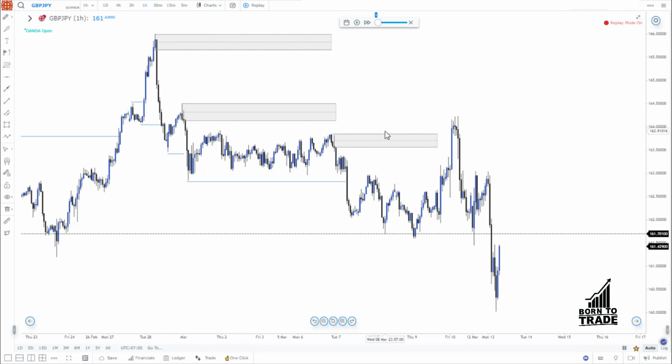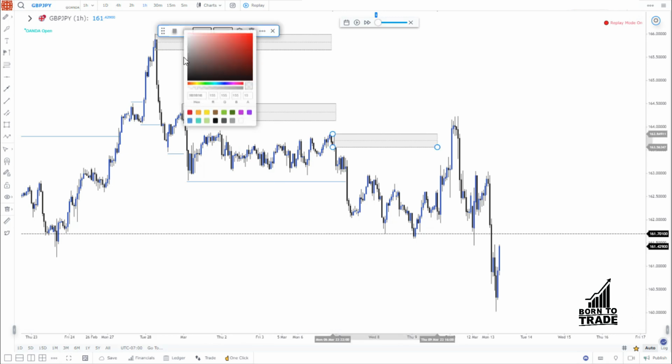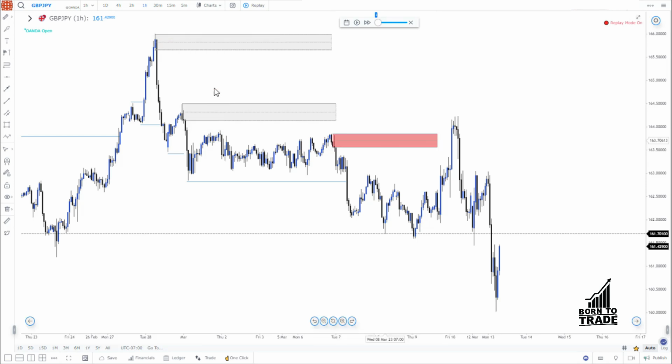I think I have to change the color to red so you will know that that's a trap. Oh, it's too thick, I have to reduce. Okay, this is actually a trap. Don't trade from this kind of zone. I know some will be asking me why.